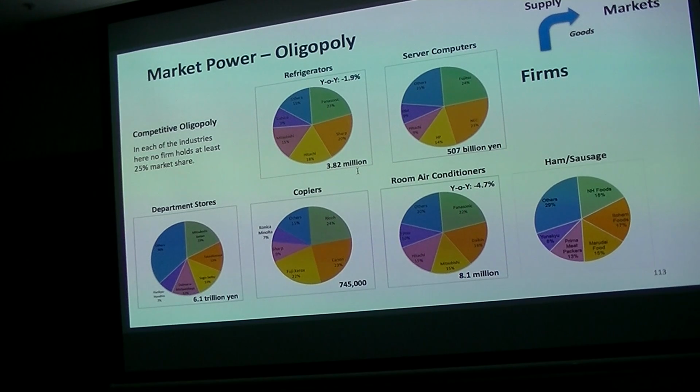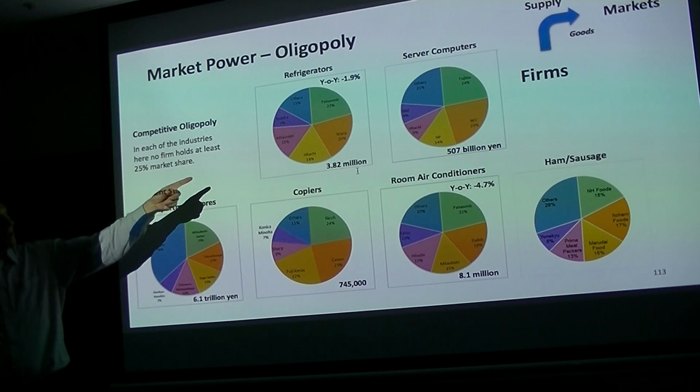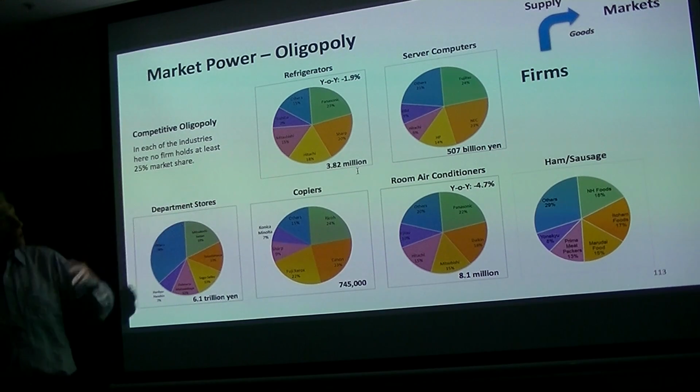So to see how much people consume, we now have competitive. These are where no firm holds at least 25% market share. The other thing you can see is the nature of the industries, the kind of competition, the kind of product they sell, like refrigerators. Lots of people, everybody can make refrigerators. It's a fairly ubiquitous product. You just show up at some electronics store and you can buy a refrigerator. Look at that competition.